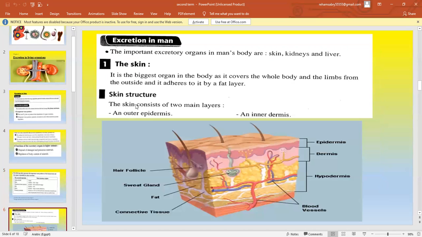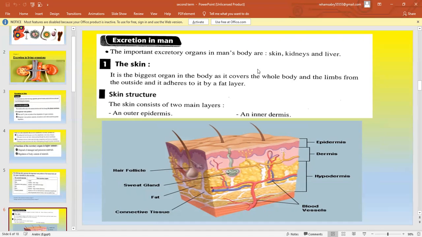Okay, let's move back to the excretion inside man. But before we enter the excretion inside man, we now know there are 4 excretory organs: the skin, liver, lungs, and kidneys. We are going to talk mainly about the skin and the kidneys. So let's start the excretion in man. The important excretory organs in man's body are the skin, kidneys, and liver, and the lungs of course, but here the most important are the skin, kidneys, and liver.